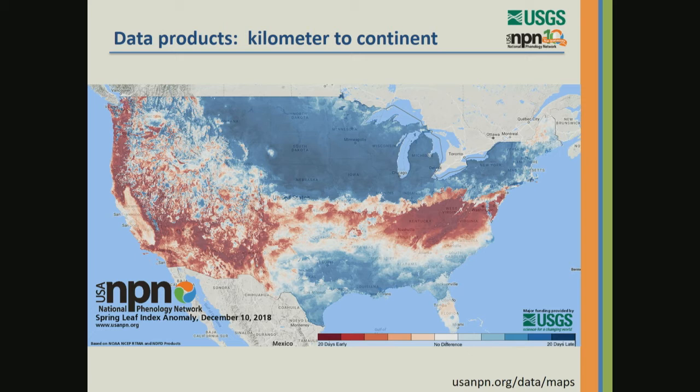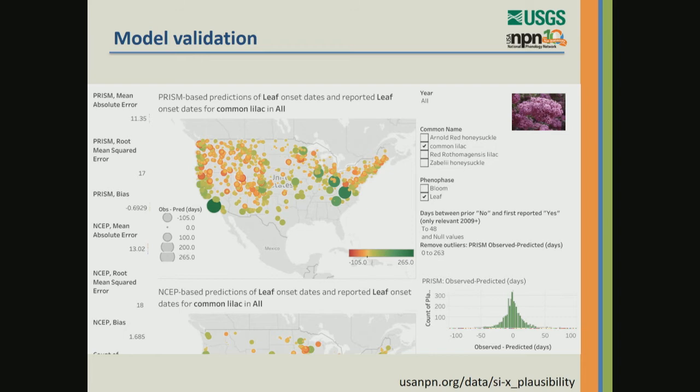This is an anomaly product that shows, at the kilometer scale, that it was a late spring in the southern tier, up to 3 weeks early in the mid-Atlantic, and then everybody was waiting for spring in the upper Midwest, and it was a very late spring. So we could start to scale this information and deliver it via APIs to relate to things like NDVI or aeroallergens, et cetera.